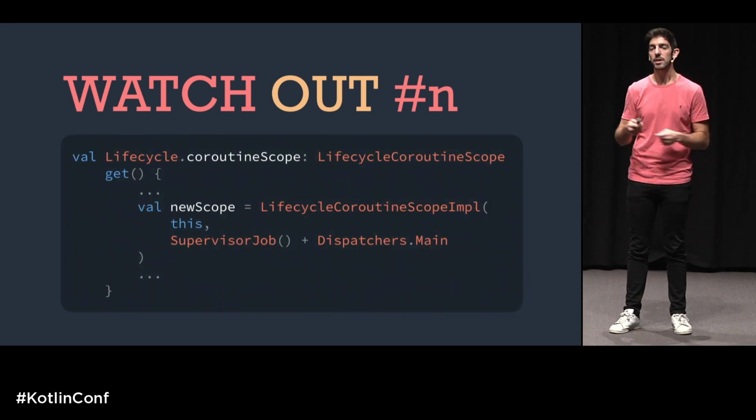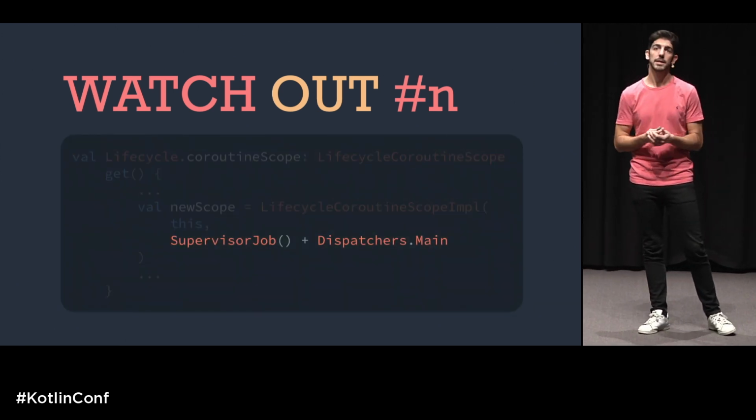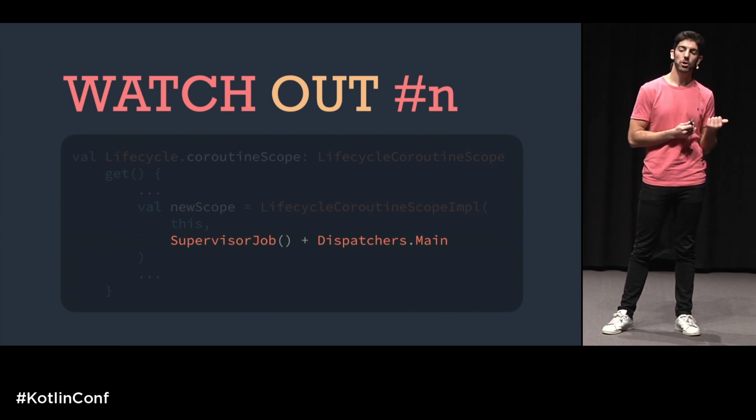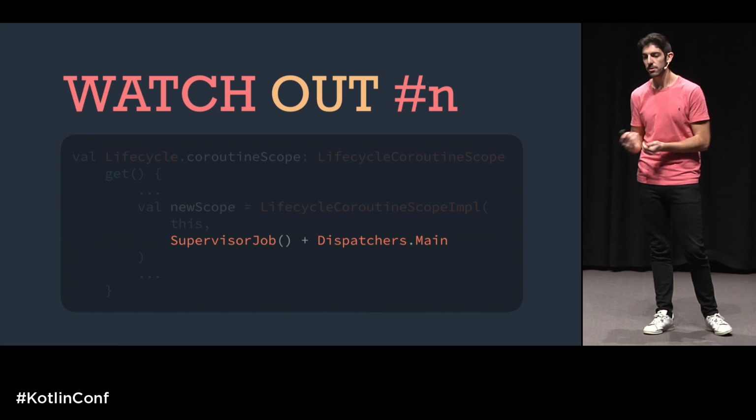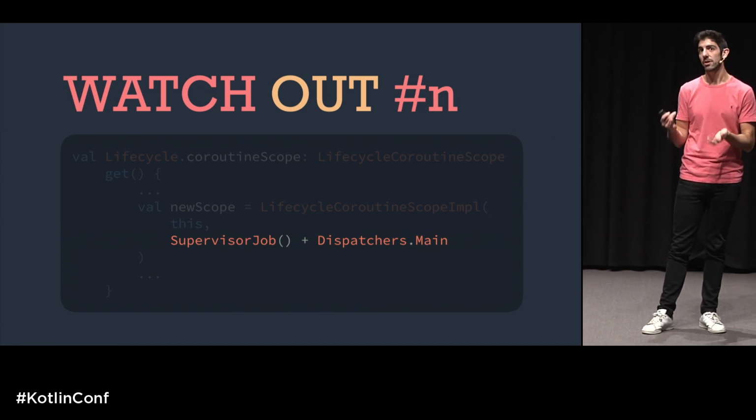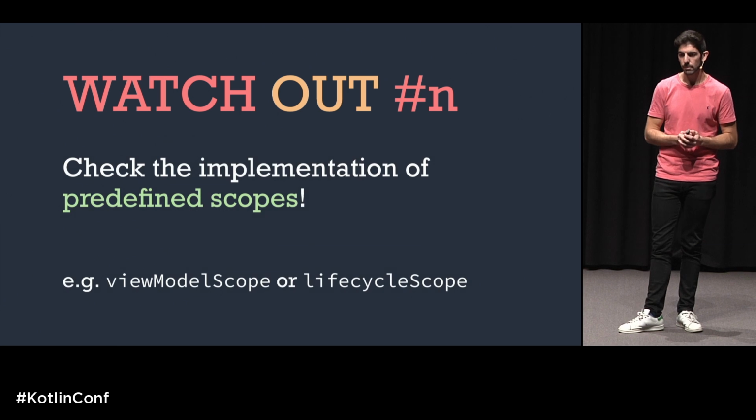So in this case, if we take a look at the lifecycle scope, we can see that it's configured with a supervisor job and Dispatchers.Main. So by default, everything is going to run in Dispatchers.Main, and children won't affect each other.